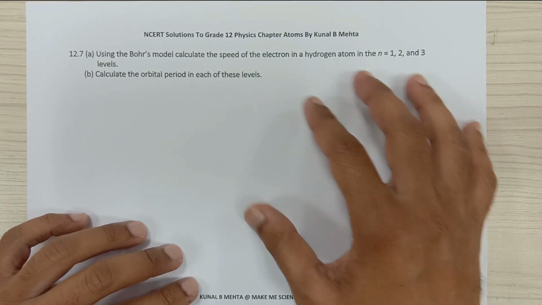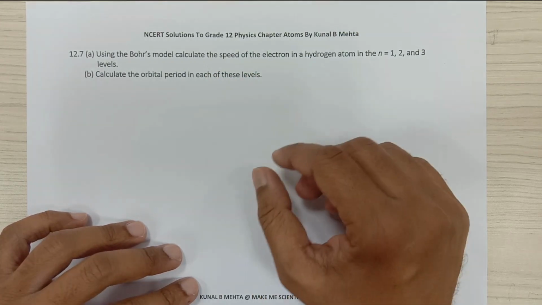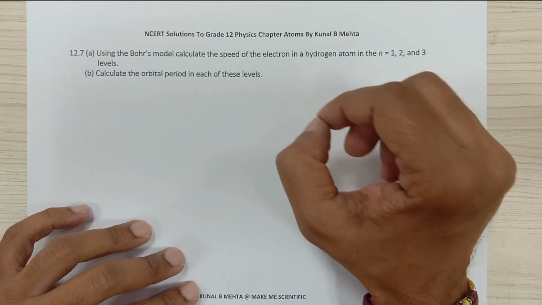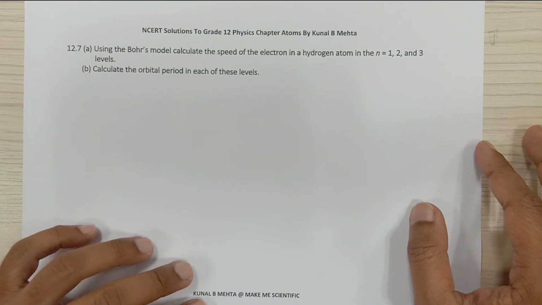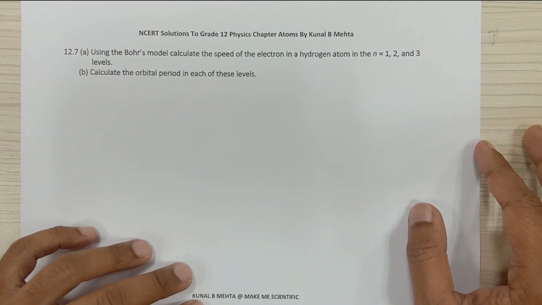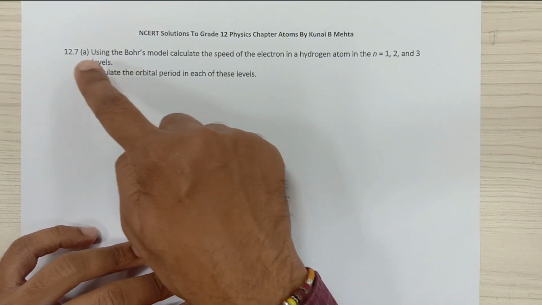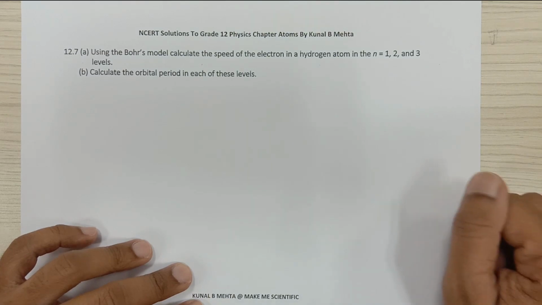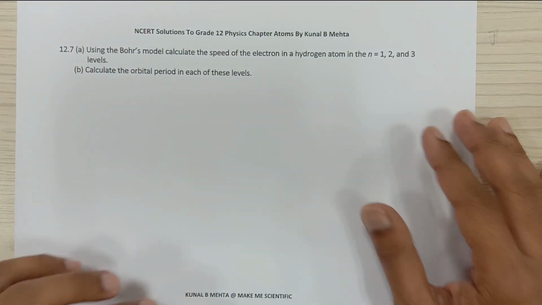So guys, I have already made videos on Bohr's atomic model. The radius expression is the most important expression that you must be able to derive, and the energy expression as well. The links to those two, as well as how to derive the time period expression, are given in the description. You can check those videos first before attempting the problem.